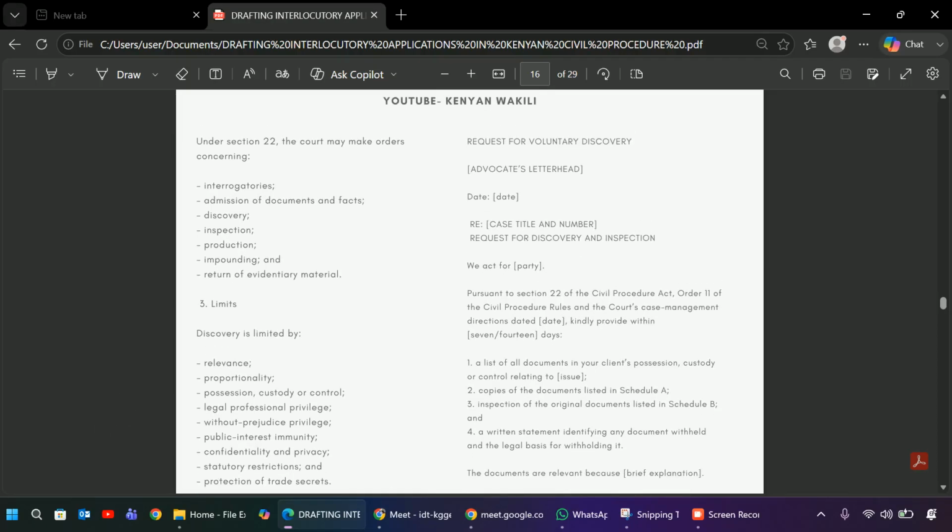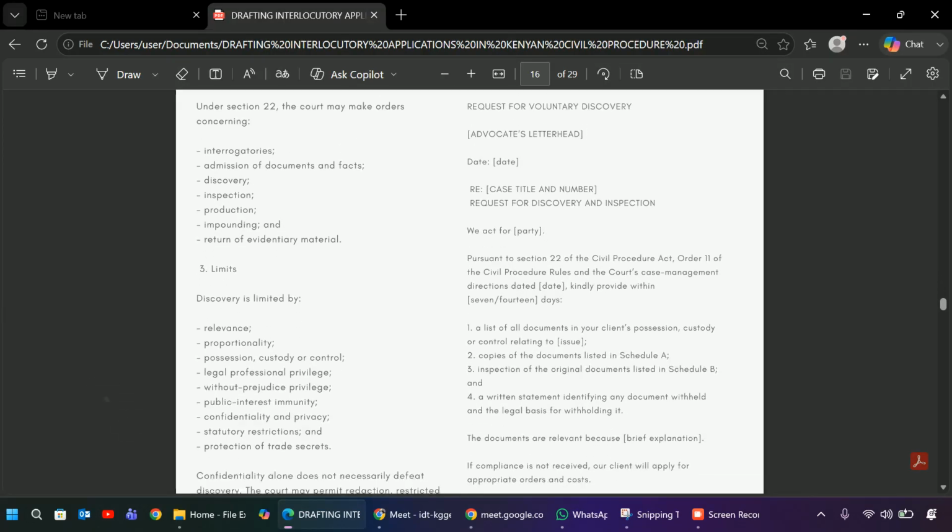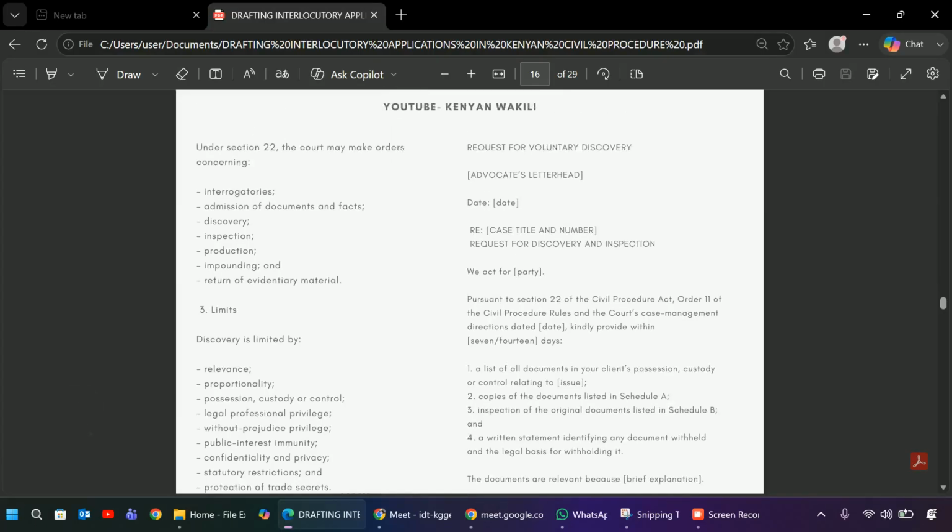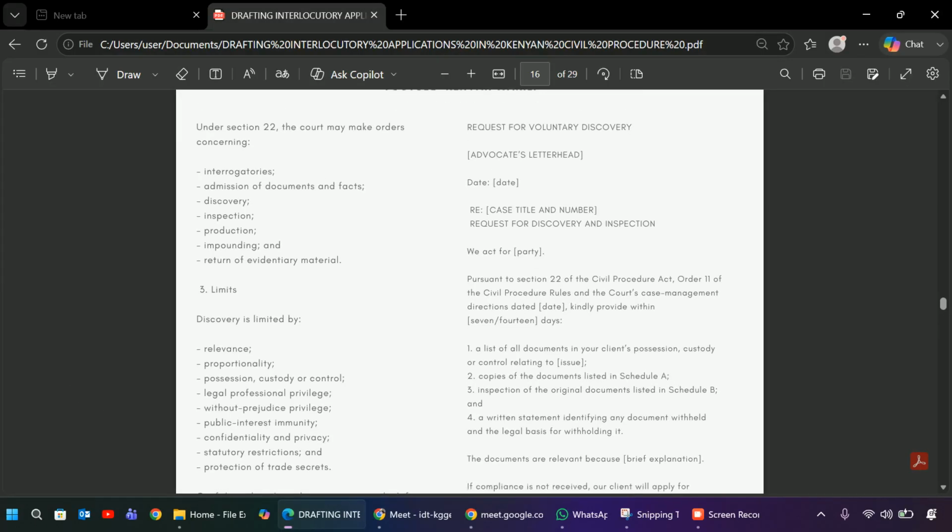So how will you do a request for voluntary discovery? At times the examiner can tell you, we are approaching the pre-trial conference and we have discovered that there is a document in possession of the other party, and that document is very vital, because if that document is provided before court, then the whole case will be determined in my favor. So it will be in your favor if that document is produced and it is in the custody of the respondent. So you write a letter requesting discovery and inspection.